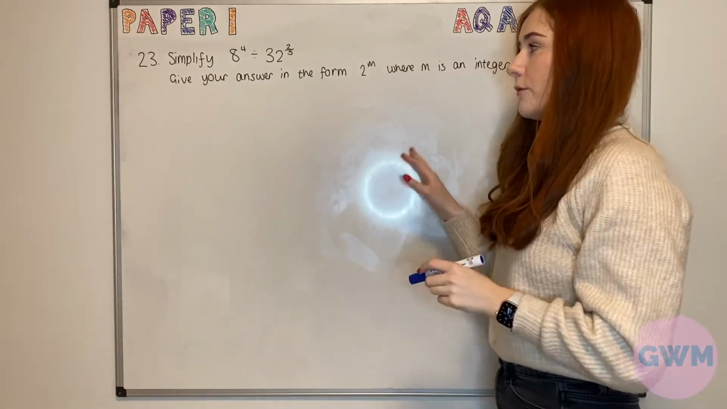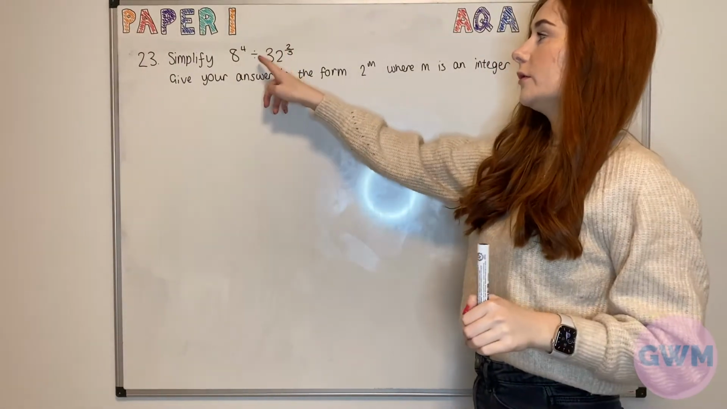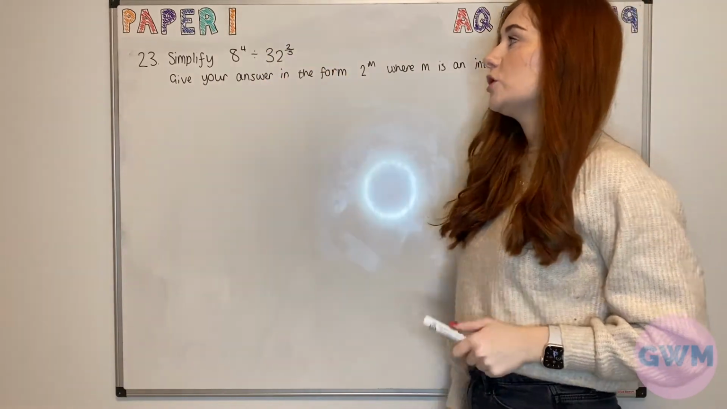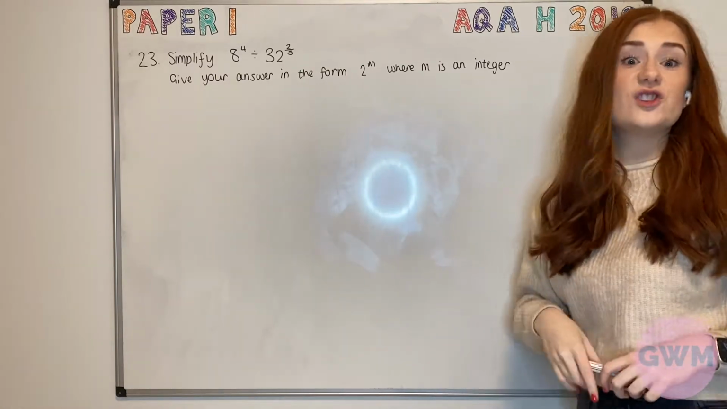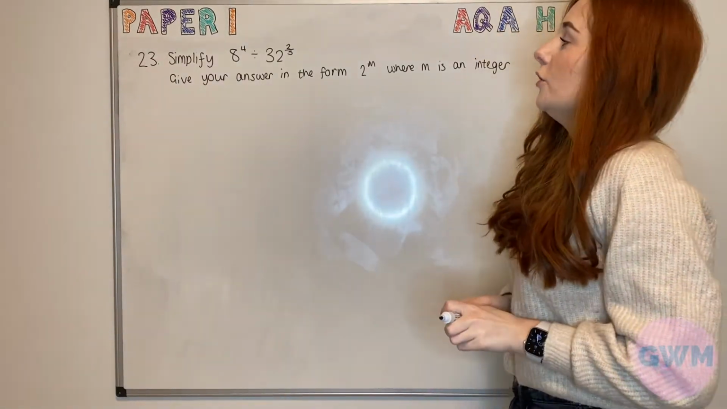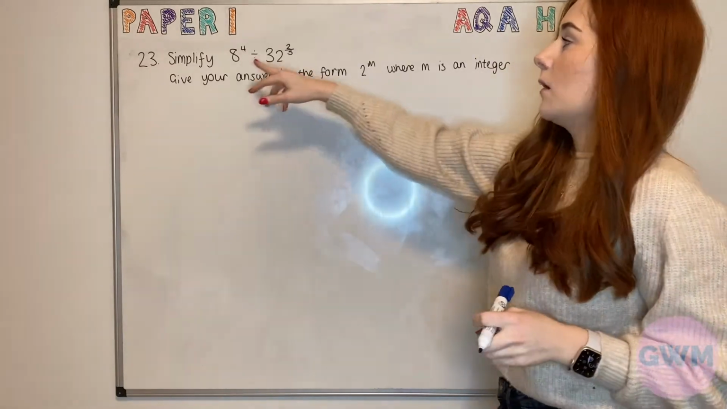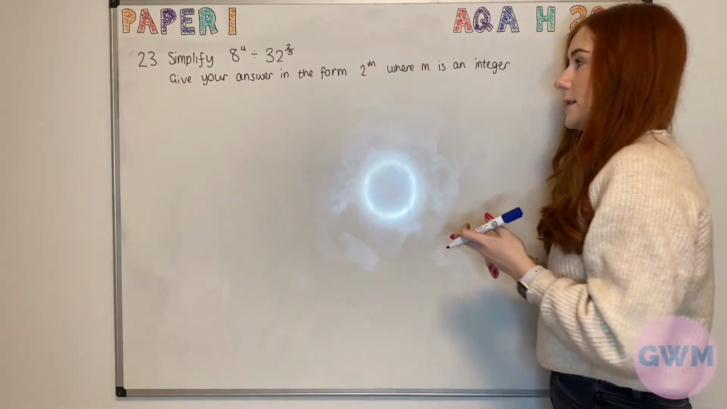Question 23 now, we've got another simplify question. It says simplify 8 to the power 4 divided by 32 to the power 2 over 5 and give your answer in the form 2^m, where m is an integer. So basically m's a number and it wants to know what that number is. So let's start by getting both our divisions in the correct form. We'll find it much easier to simplify.